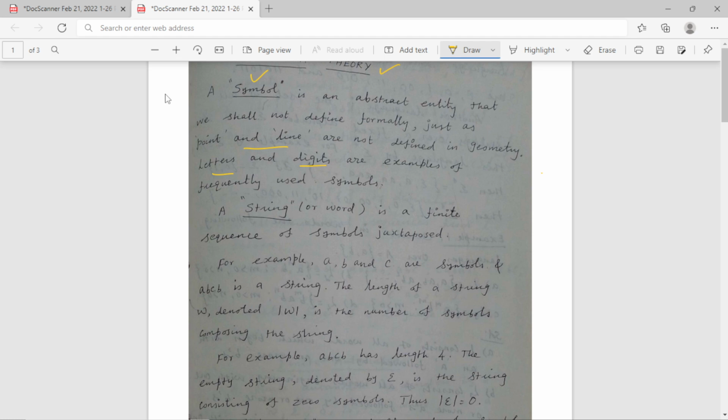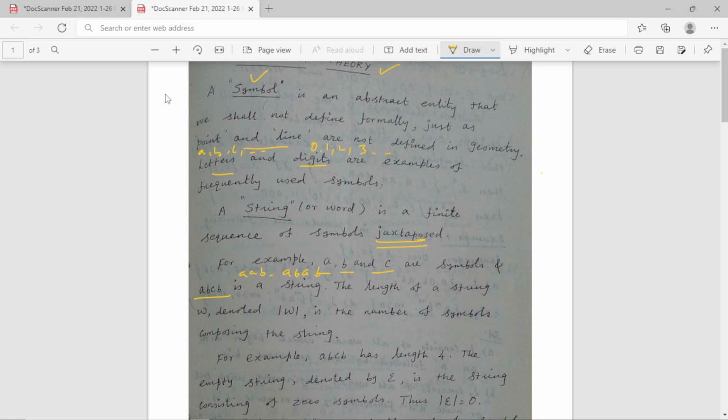For example, letters and digits are examples of most frequently used symbols. Letters means you can take a, b, c in lowercase, whereas in terms of digits, you can take 0, 1, 2, 3, etc. So, a string or word is a finite sequence of symbols juxtaposed. For example, a, b, c are symbols, and abcb is a string. Like that, you can form one more string too, ab. This is also a string. Also ba is a string. So you can form different kinds of strings from the symbols, right?